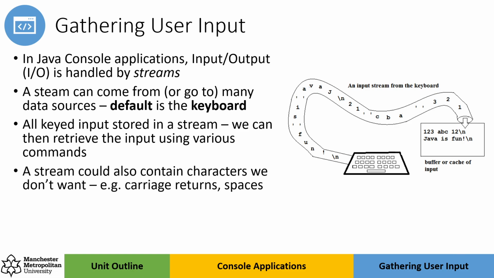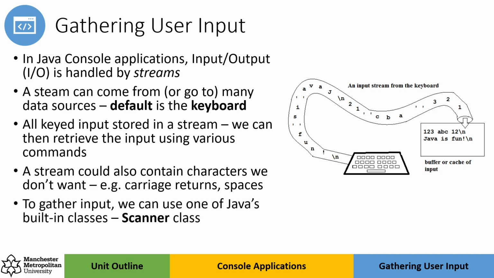Something else to note is a stream can also contain characters which we aren't really interested in. So for example, 123 space ABC space 12 and then \n. \n means the person has pressed enter and they've moved to a new line. So we're not really interested in carriage returns and spaces usually, we just want the actual data they're giving us. So we also need to look at how we can sort of skip those.